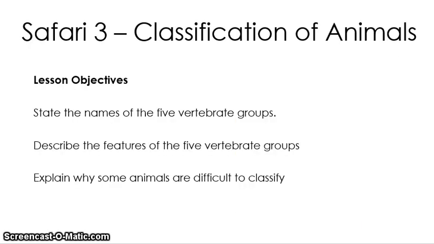So back to the lesson objectives, which were to state the names of the 5 vertebrate groups, describe the features of the 5 vertebrate groups, and explain why some animals are difficult to classify. Hopefully you can do this now. If you can't, rewatch the video or have a look on the internet or in a book to try and get some more information.